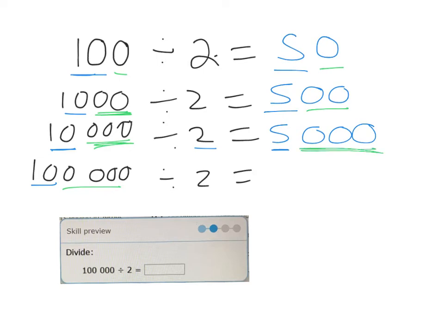Again, this one is 100,000 divided by 2. As we earlier said, I know that's 50,000. But just to look at the other way of doing it, 10 divided by 2 is 5, and we have 1, 2, 3, 4 additional zeros. So our answer here is 50,000.